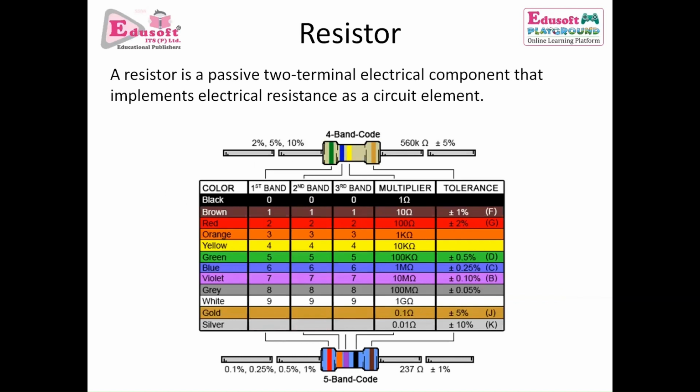Next term is resistor. With the help of a resistor, we can put resistance in any circuit. So a resistor controls or resists the flow of electrons. That is called a resistor. There are so many terms in resistor. There's a color coding. With the help of color coding, we can find the value of any resistor. So we'll discuss these terms in detail in the next session.